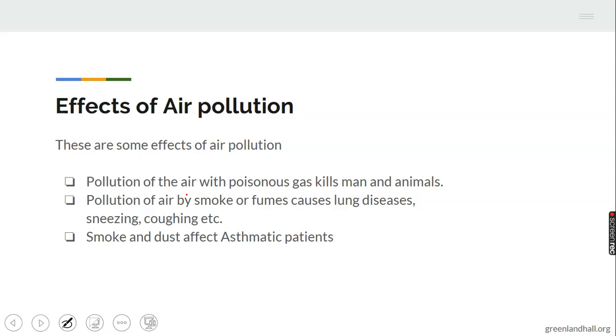Now let's quickly go to the effects of air pollution. What are the effects of air pollution? I've been able to itemize some of them. I have the first one. Pollution of the air with poisonous gas kills man and animals. It kills man and animal, little by little, gradually.